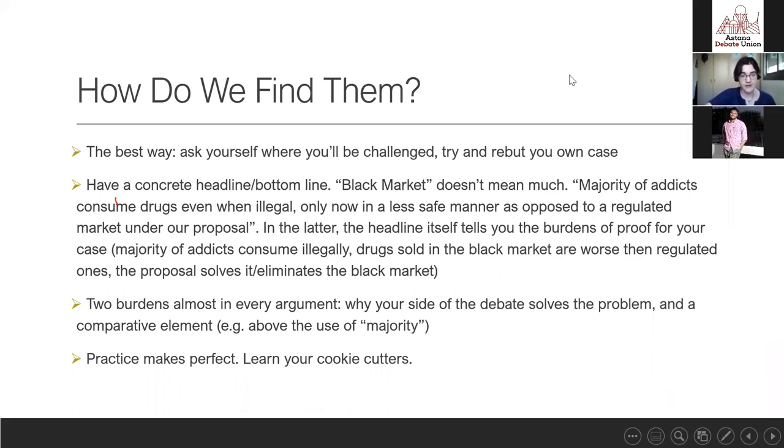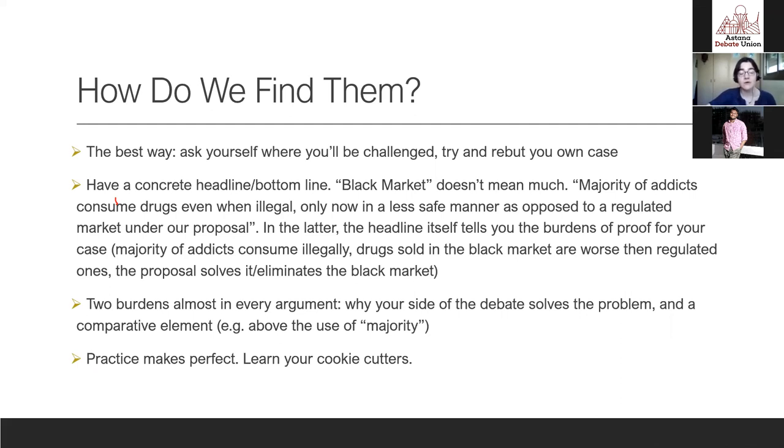Second potential method. I think someone is unmuted. So I'm going to ask if anyone has any questions to write it in the chat, but not unmute yourself there because it might disturb the audibility of the lecture.